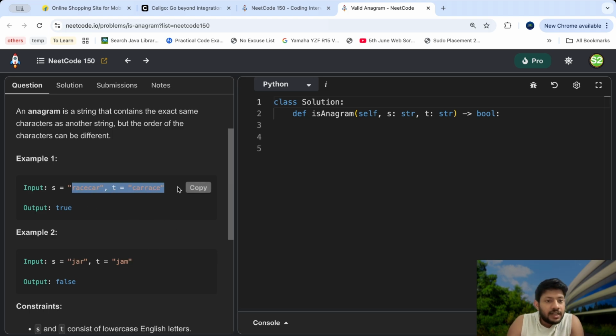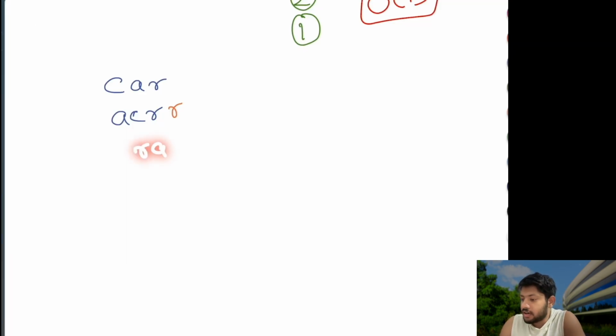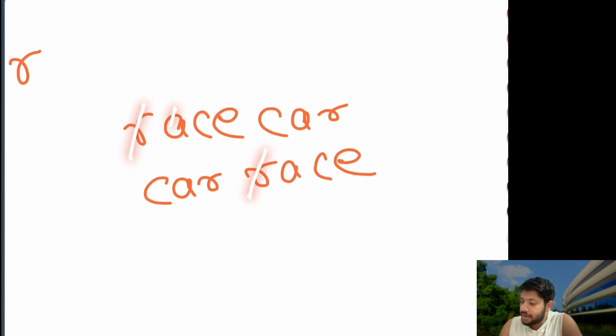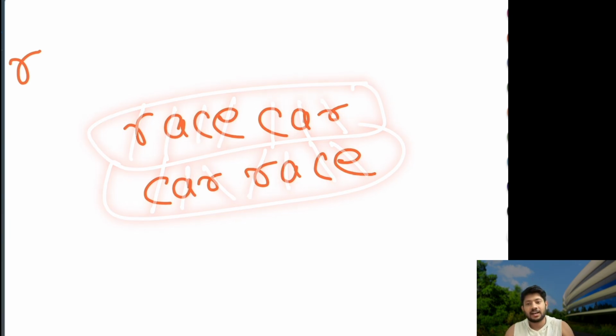These 2 strings are fine. Let me actually write it here. It is race car and car race. All right, I think they are the same. Let me take this one, race car, and we have car race, right? So we have R, A, C, E, C, A, and R. So all the characters are matching in both the strings, so they are anagrams, right?